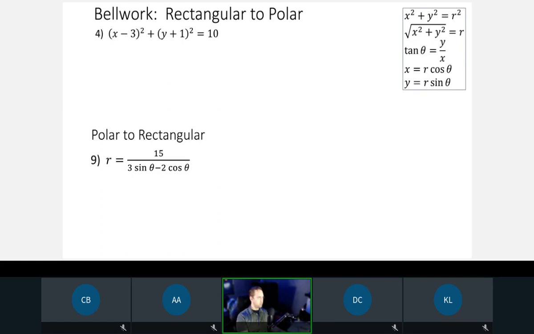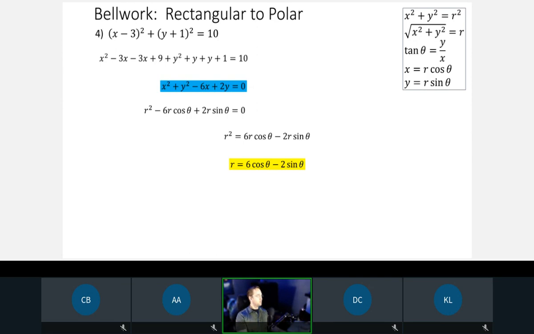So here's bell work. Go ahead and pause recording to work these two problems out, because I'm just going to go right to the answers and show what they are. All right, so here's the work for number 4 on the bell work.